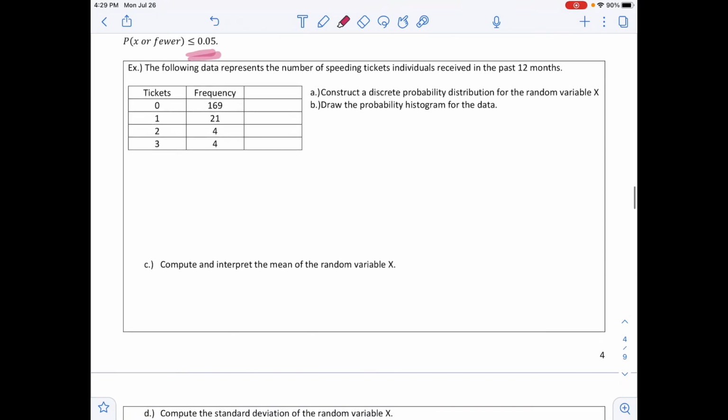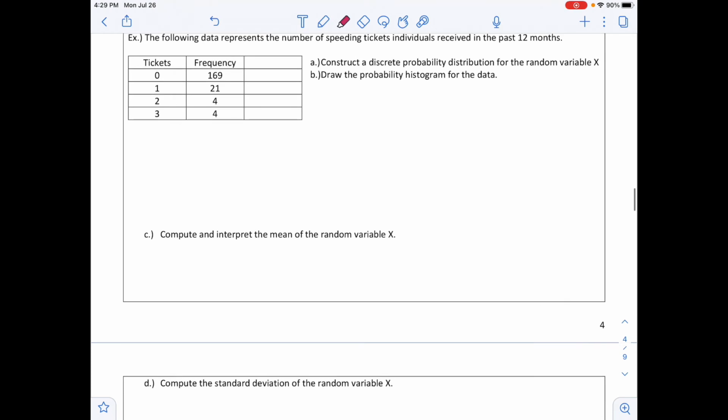We have an example right below this that says the following data represents the number of speeding tickets individuals received in the past 12 months. Part A says construct a discrete probability distribution for the random variable X. You'll notice we do not have a probability column over here, so I'm going to go ahead and put P of X.